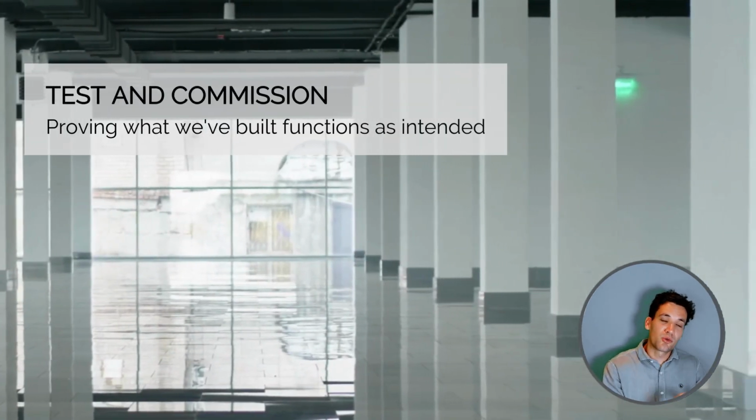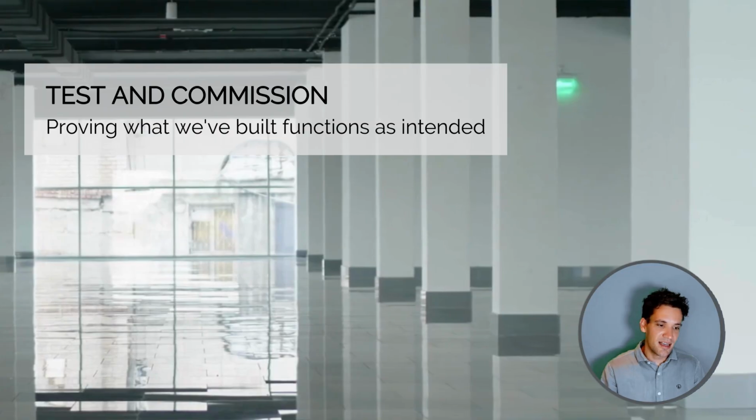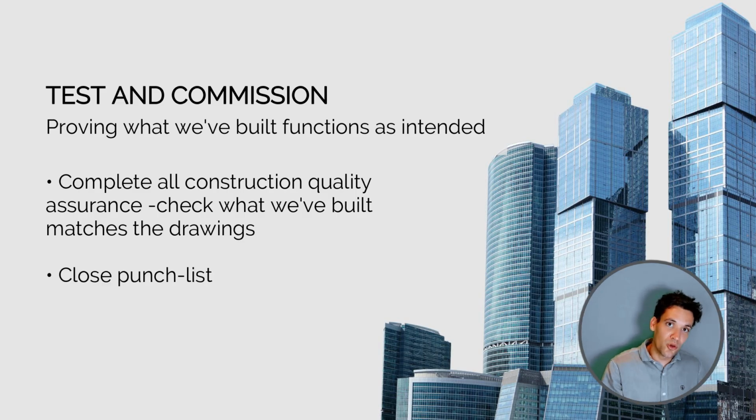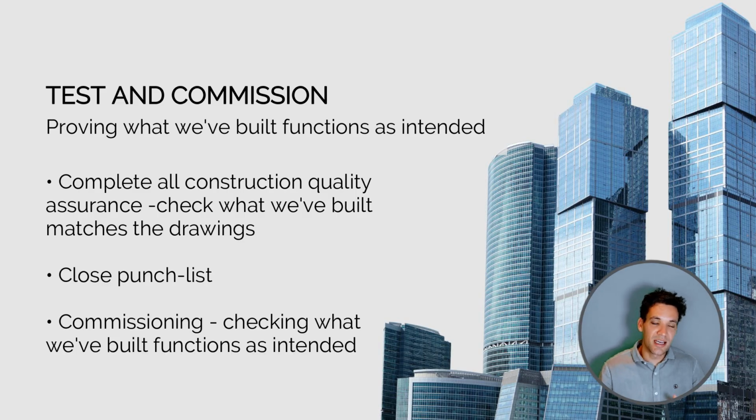Testing and commissioning is where we're proving what we've built functions as intended. So we've completed all our construction quality assurance, and we know that what we built matches the drawings. We did that during the construction phase. We've closed off our punch list, and then commissioning is where we test to see that what we've built functions correctly. So if there are errors in the design or the project requirements, these will come up through the commissioning stage. This is different to construction quality assurance, where we're verifying that what we've built matches the drawings and specifications. Commissioning is where we test and prove that the systems we've built match and fulfill the original project requirements.